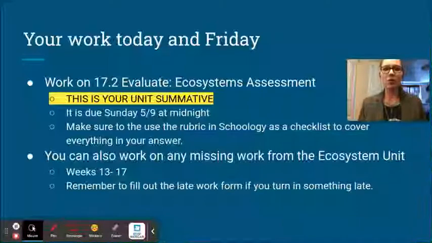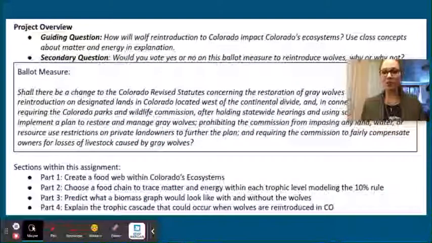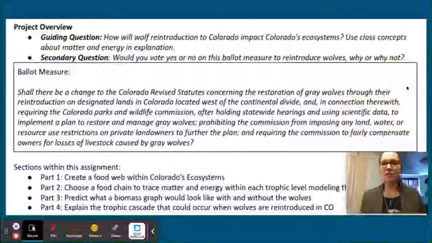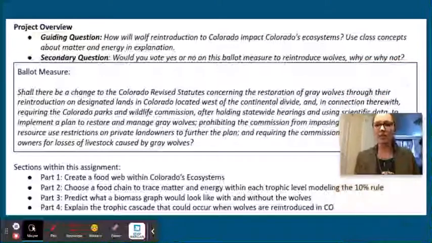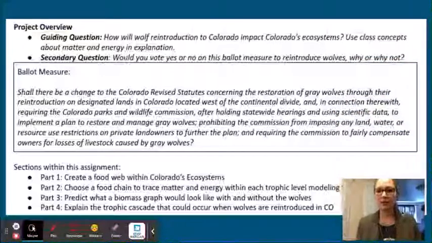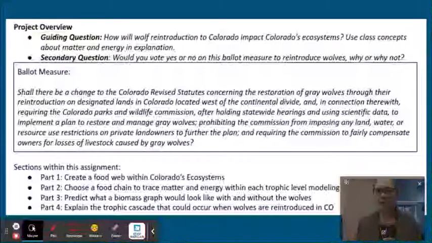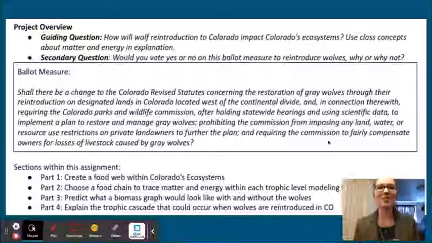Now I want to go over the different parts of your summative assessment. So this is the introduction into the summative assessment. Let's see if I can make this a little bit smaller. Nope. So I'll just move it around as we go.